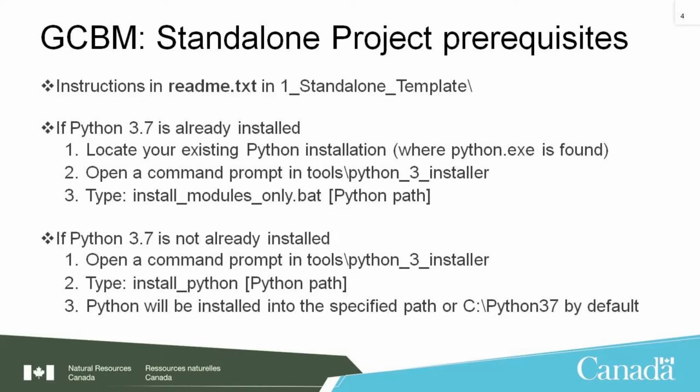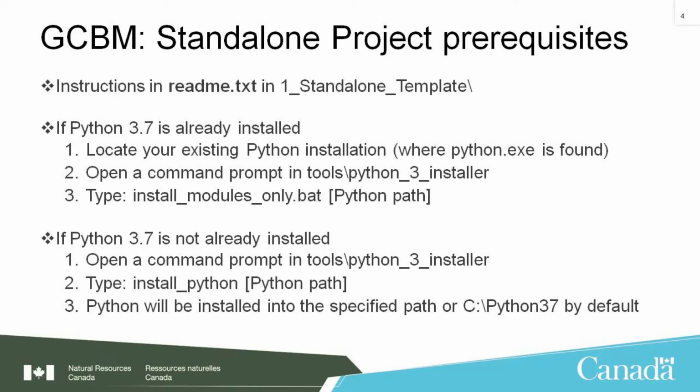Instructions can be found in the readme.txt file in the one_standalone_template folder. If Python 3.7 is already installed on the user's computer, they can simply locate it in its existing location. Next, the user needs to open a command prompt in tools/python_3_installer, and then they must type install_modules_only.bat, followed by the Python path in square brackets.